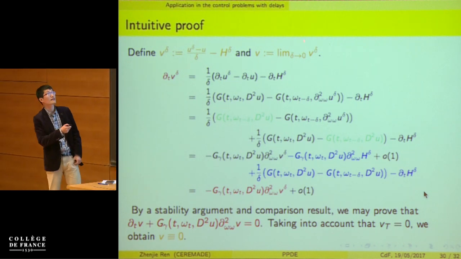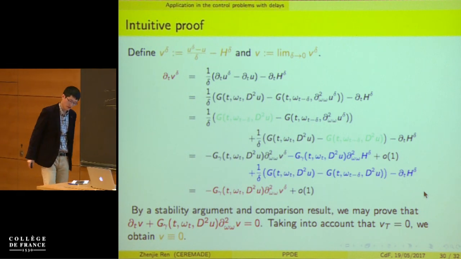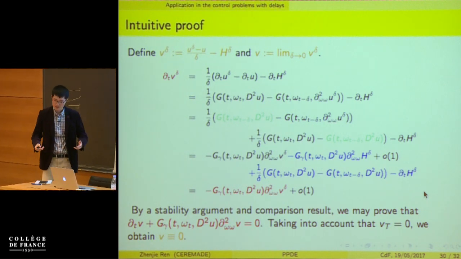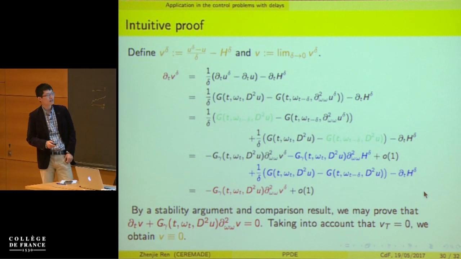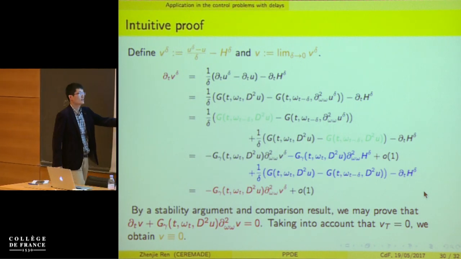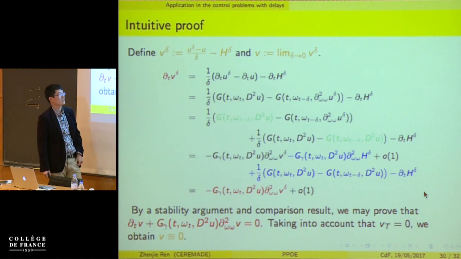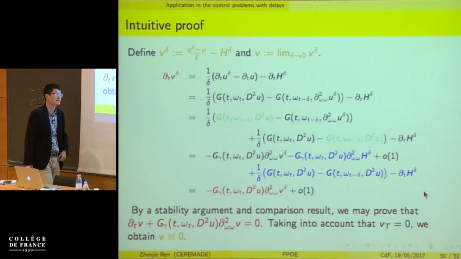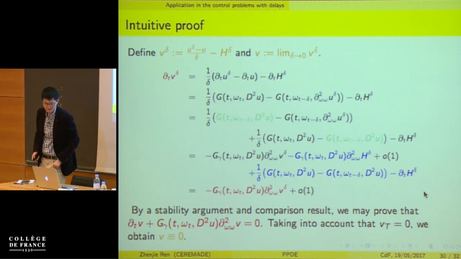So finally, we prove that this limit is 0, and we have calculated the first order error for these asymptotics. This is an application of our PPDE result. Here you see the useful passage of the stability argument and comparison both.